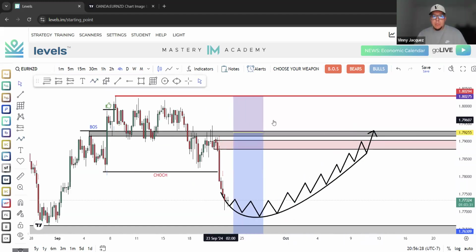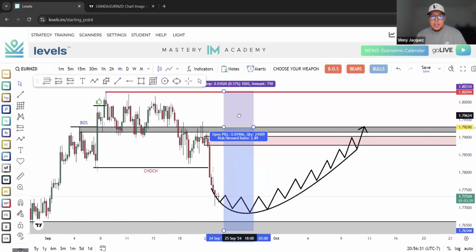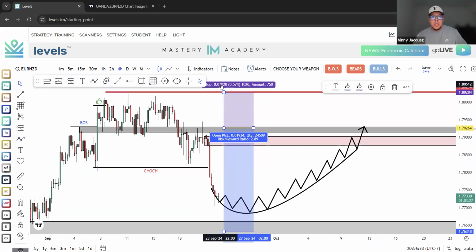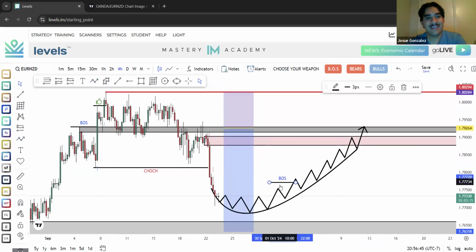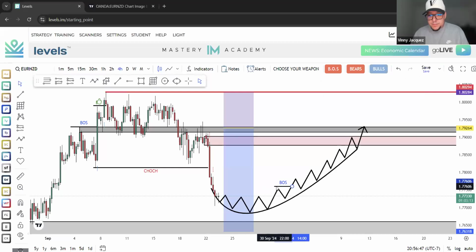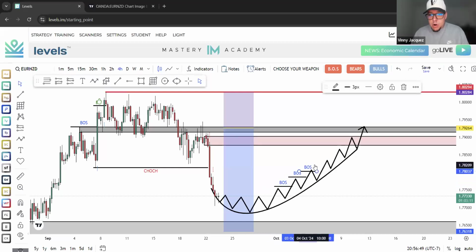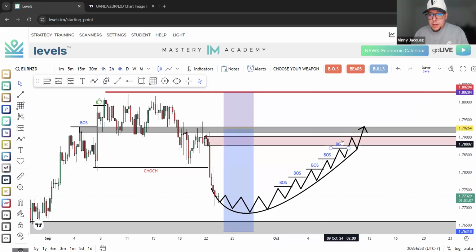But the thing is, I'm not pressing sell yet because this is way too much. This is already 102 pips, so I'm not willing to risk that. But now we have to do the same thing. Break a structure, break a structure, mark this up, because this will help you identify your setup again.